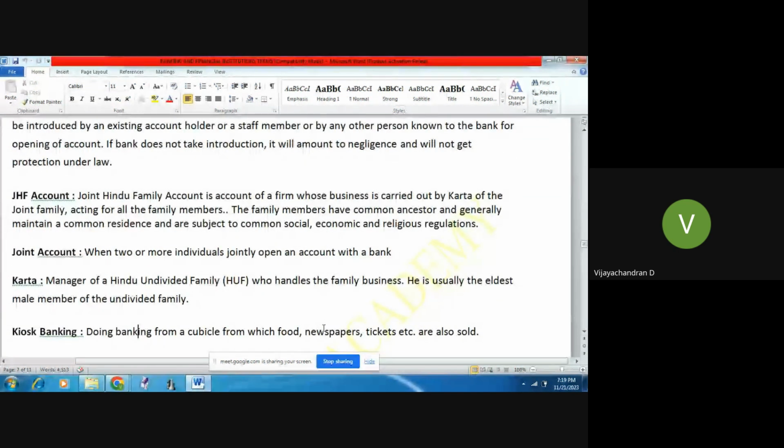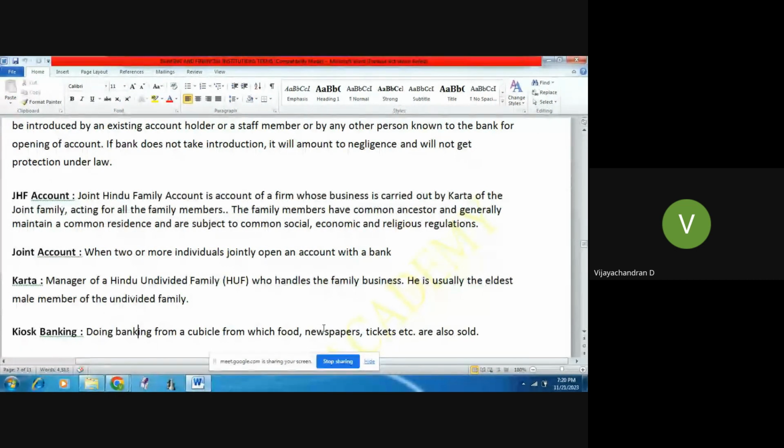This, as you know, is the joint Hindu family account. This will be operated by the Karta. Karta means a person who is managing the affairs of the business, the leader. In a joint Hindu family, the members of the family are called co-parceners, and the leader is known as Karta. So it will be operated in the name of the Karta.